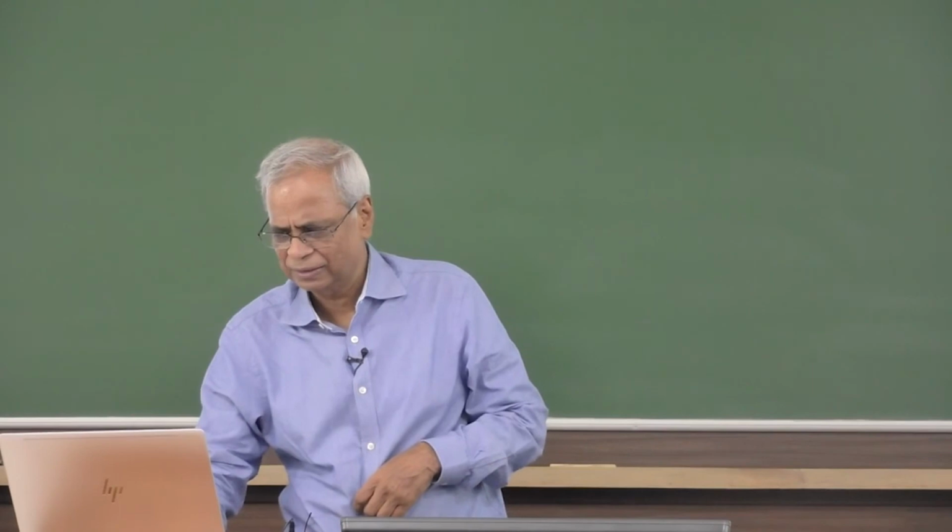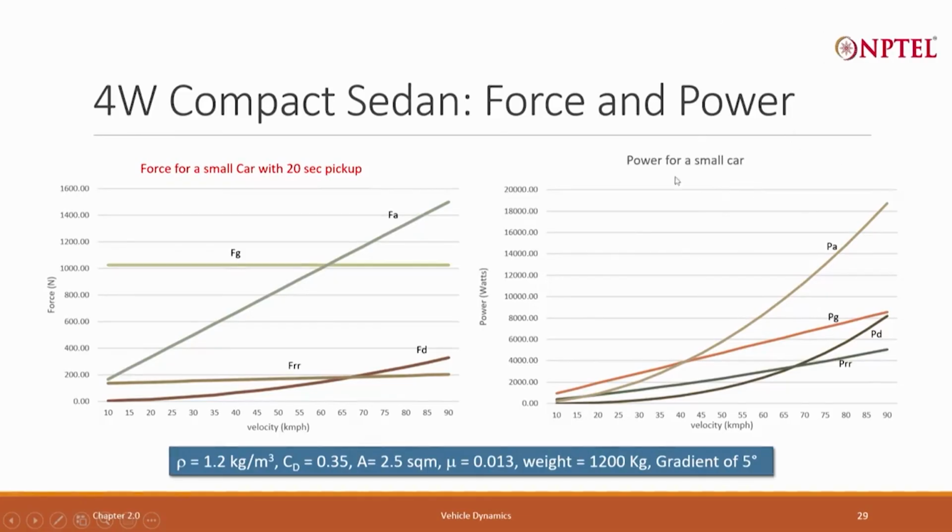Gradient torque is flat, but at 90 kilometer per hour, if you see this force, it is 1500 plus 200 plus 300, so you require almost 2000 Newton, multiplied by 0.3, you require almost 600 Newton meter. So, it is actually much more. So, you have to design your motor appropriately.